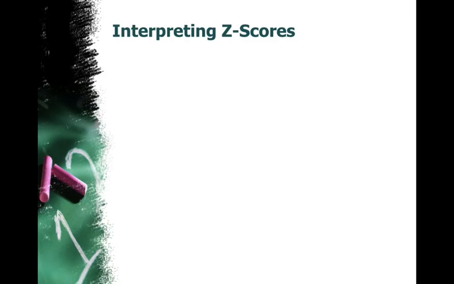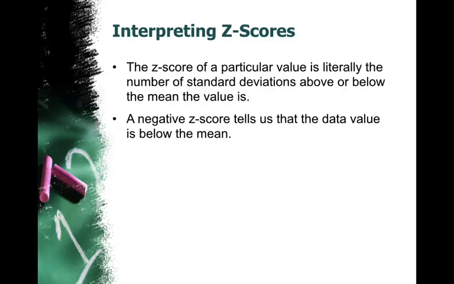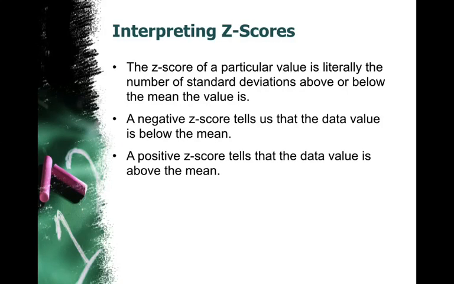What we want to talk about is how we interpret z-scores and also how to find them. When you're interpreting z-scores, a z-score for a certain value is basically the number of standard deviations above or below the mean. A negative z-score tells you that the data value is below the mean, and a positive z-score will tell you that the data value is above the mean.